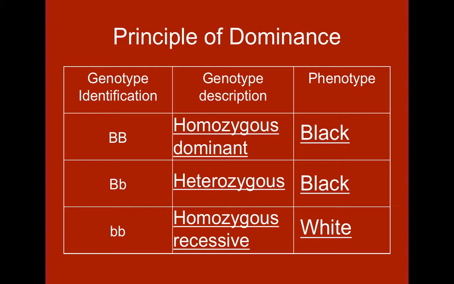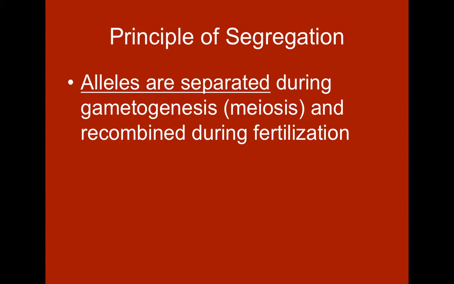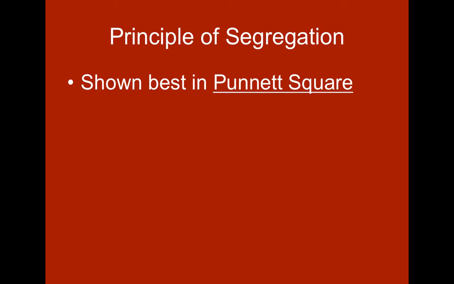Now, Mendel also used the principle of segregation, which basically says that during the process of gametogenesis or meiosis, we separate the alleles, and then we create new combinations during fertilization. This actually shows why recessive traits will disappear in one generation and then reappear in the next. And we'll take a look at that a little bit in some of the practice things. So we can actually see this principle of segregation in a Punnett square.